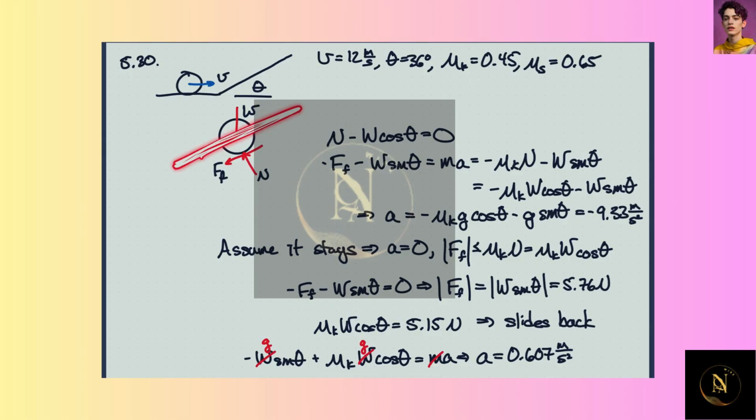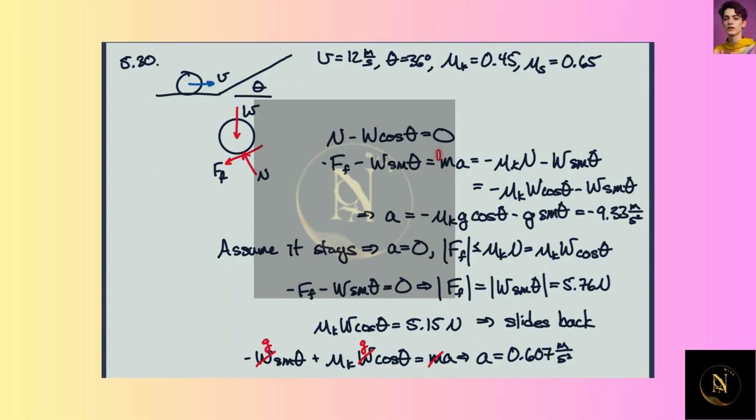Now, force balance in this direction, parallel to the surface, we have minus the friction force minus the weight times sine of theta equals the mass times the acceleration. And I'm assuming the acceleration in this direction is positive. Friction force, because it's sliding, is the kinetic coefficient of friction times the normal force. The normal force we can get from here, and we can plug that in.